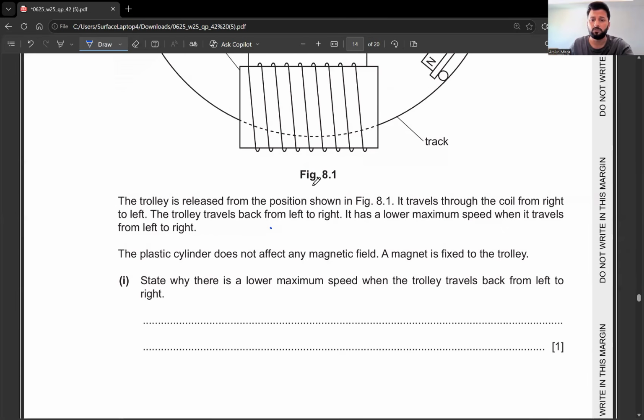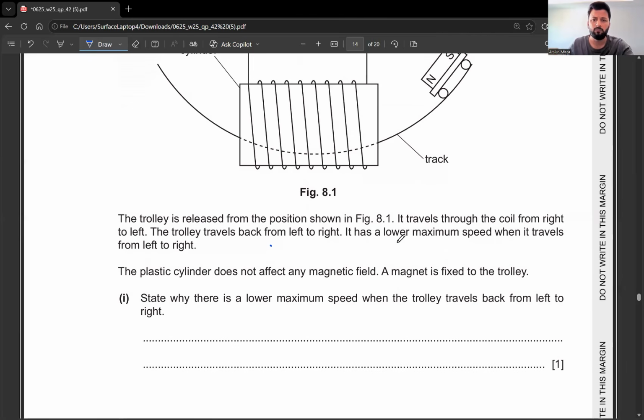It has a lower maximum speed when it travels from left to right, just like a simple pendulum. The trolley will move from here, and it will have maximum speed here, and it will go this side. The trolley will reach this position, and at this position the trolley moves back again. So the current will be produced.